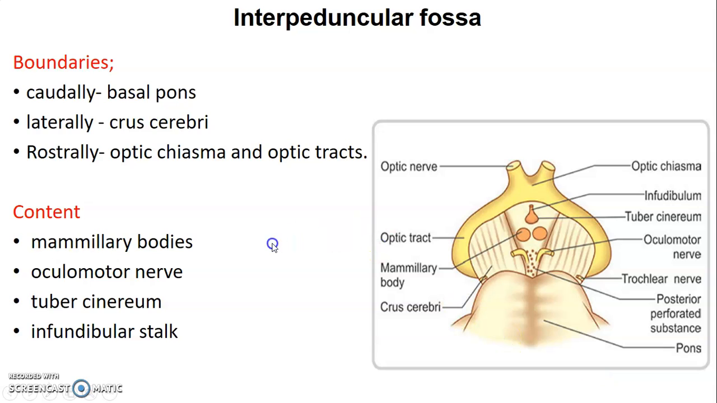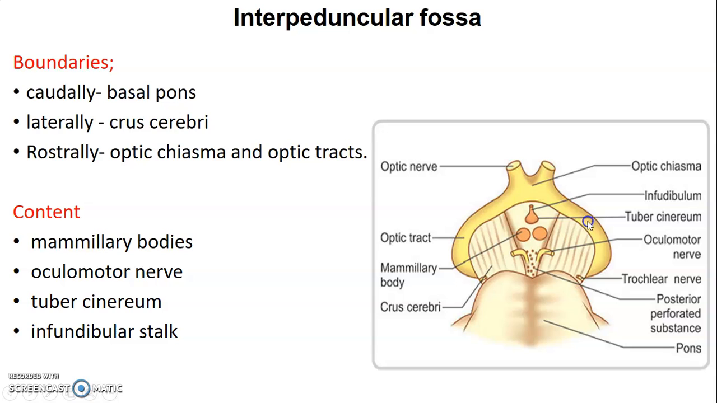Now I needed to appreciate what we call the interpeduncular fossa, and this is a region located at the brainstem, and it's usually bordered by the basal pons caudally, the crus cerebri laterally, and rostrally we have the optic chiasma and optic tract. So as you can see in this diagram, you have the basal pons caudally and the crus cerebri, which are parts of the midbrain, laterally, and then rostrally we have the optic chiasma and optic tract at that point.